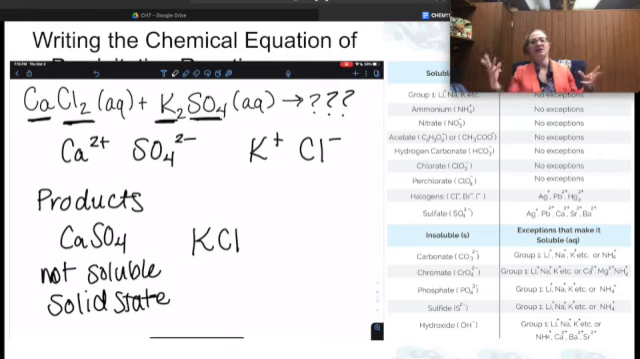Remember, those calcium and sulfate ions are floating around in solution. They're going to knock into each other, and they're going to fall out as a solid.